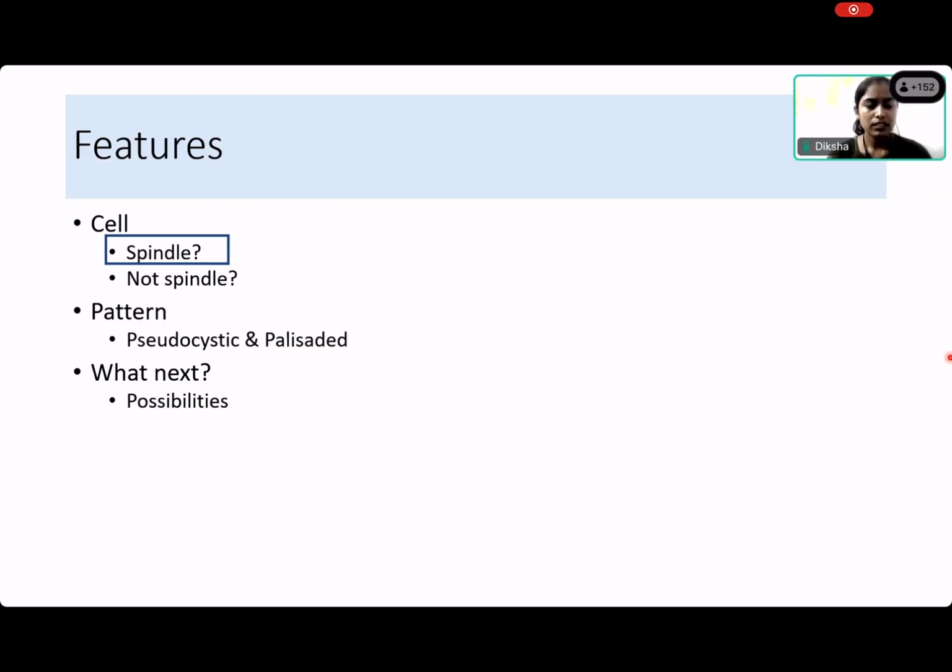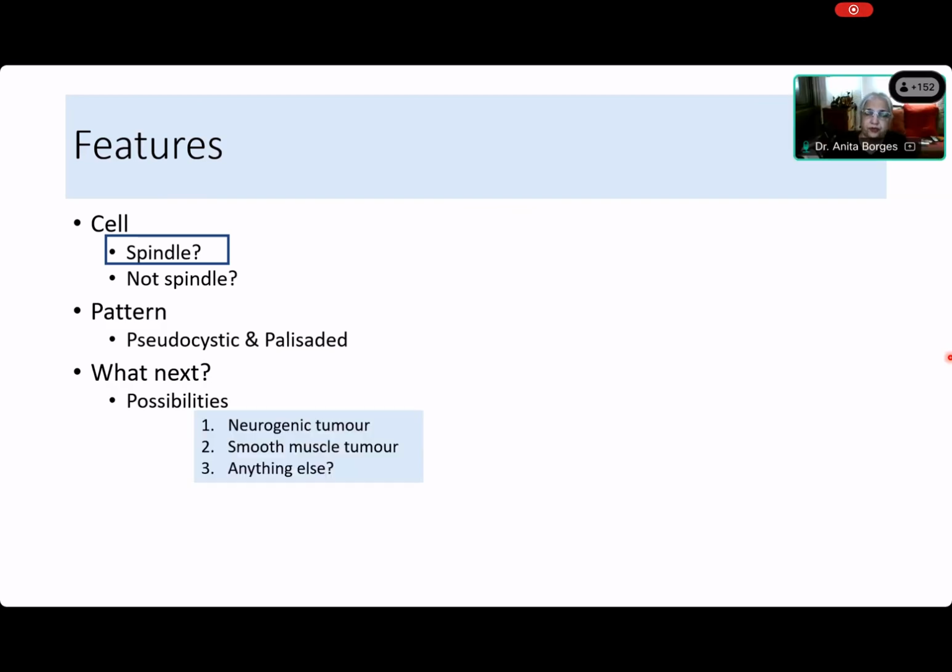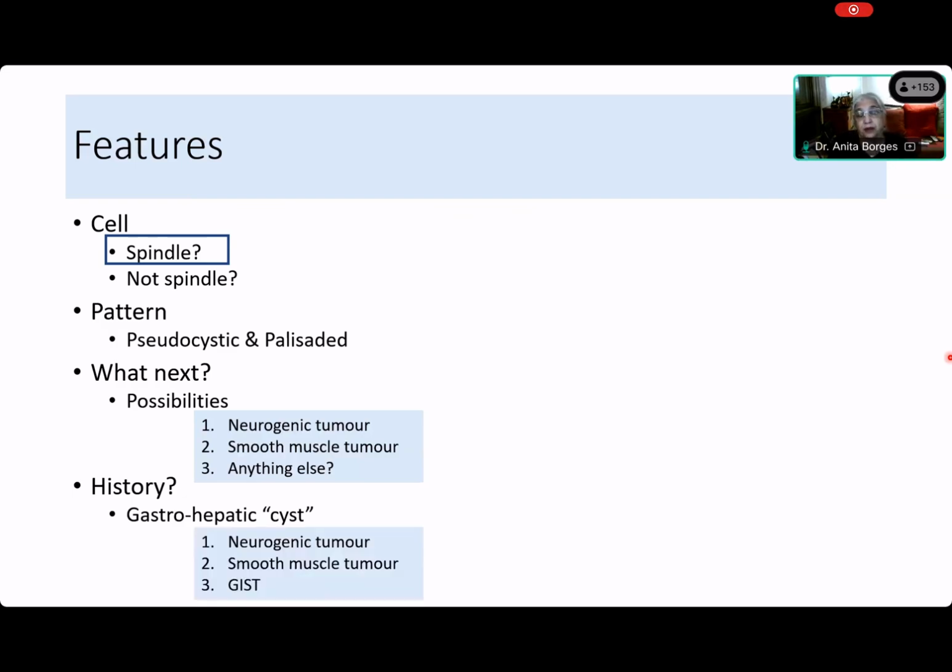Ma'am, considering the stain, I'm thinking about a gastrointestinal stromal tumor. Very good, Diksha. See, you have three: a neurogenic tumor, a smooth muscle tumor, and something else. I'm happy that you thought of a gastrointestinal stromal tumor, because if you look at the history, what neurogenic tumor is going to form a cyst in the gastrohepatic ligament? Yes, there may be a smooth muscle tumor in the gastrohepatic ligament, but when the history tells you there is a gastrohepatic cyst, then something else has to come into the differential diagnosis, and that is what you just said, which is very good, a gastrointestinal stromal tumor.